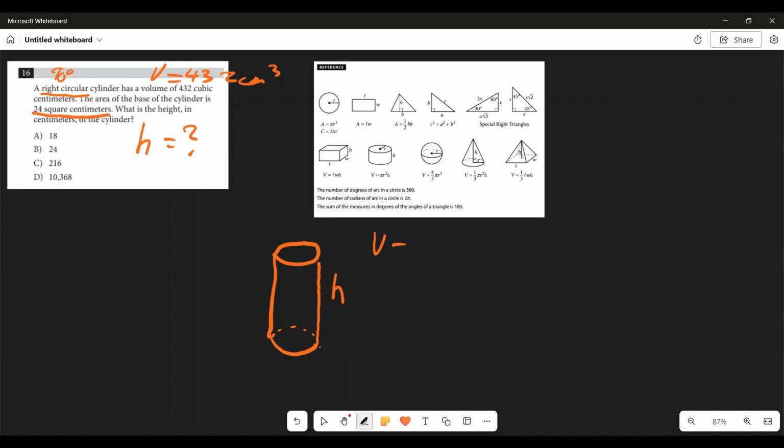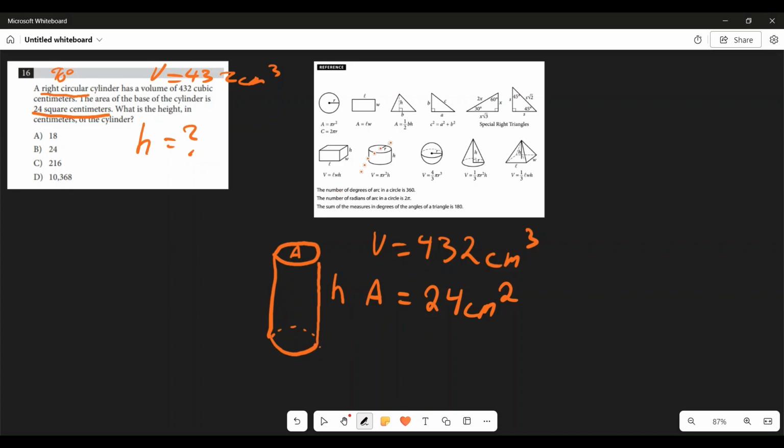Remember, volume is equal to 432 cubic centimeters, so cm cubed. And then the area of the base, right? We have the area of this base. We'll just call this A. A is equal to 24 centimeters squared, or they write it as squared centimeters, but you can say it however you want.